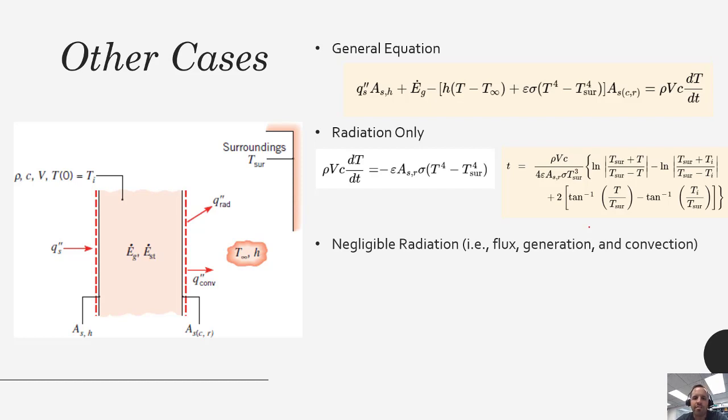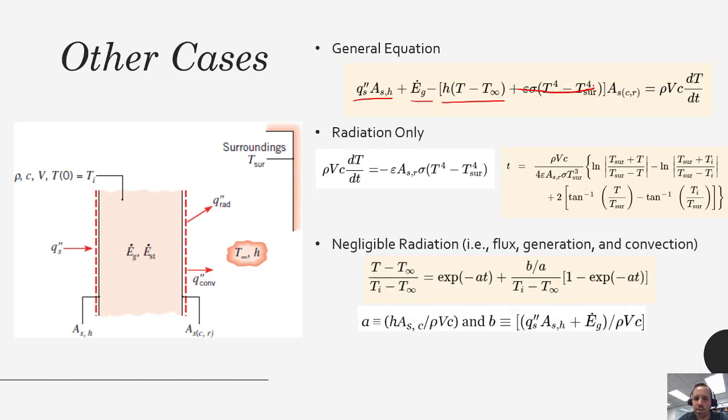Another case would be if radiation is negligible and we're only considering these other terms. So we can consider flux, generation, and convection, but not radiation. Here's how the solution looks. So if we looked at our relative temperature profile, we see that it takes on this particular form. I'm not going to go into the solving of this differential equation, but just know that you could use this form for different combinations of those things. Notice these B and A parameters, those are defined as shown here. So you could just figure out what those are.